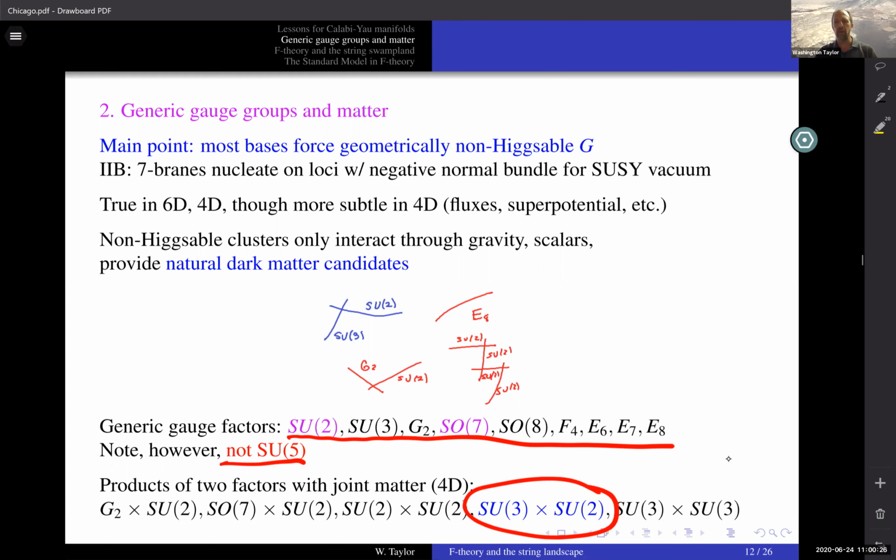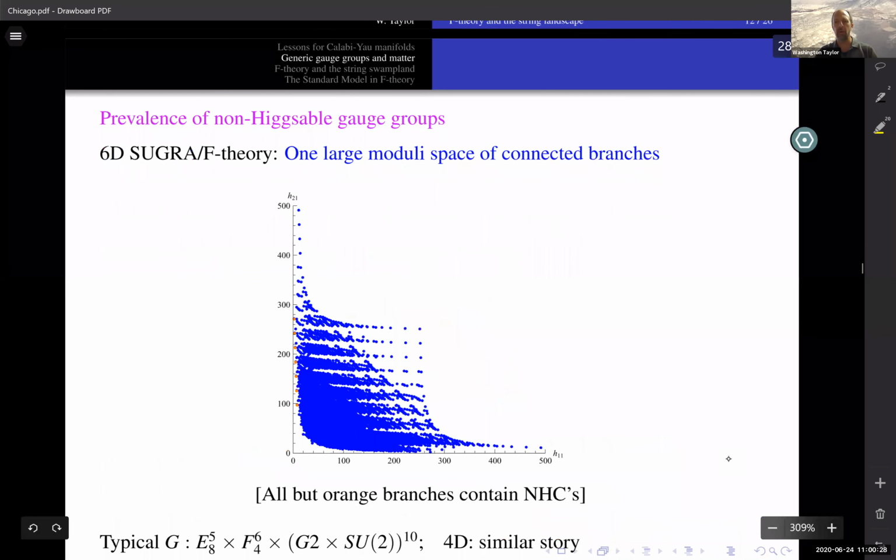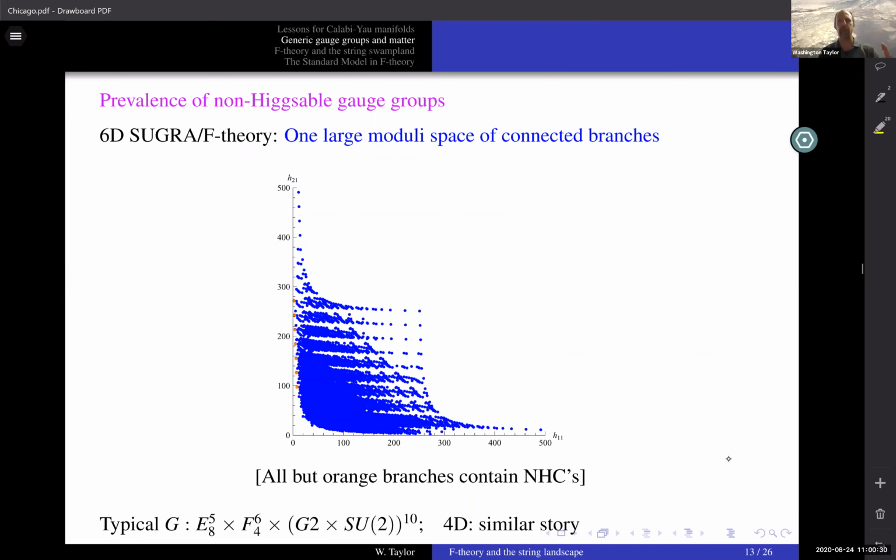Okay, so how practical are gauge groups? Let's look back at this. As I mentioned, there's one great big moduli space for 6-dimensional supergravity and its characterization through F-theory. And this is actually related to the point you made, Clay, which is all of these branches are connected precisely because of these birational transformations that take us from one base to another. So basically, all the bases are blow-ups of the Hirzebruchs, and we can get from one to the other by blowing up and then blowing down.